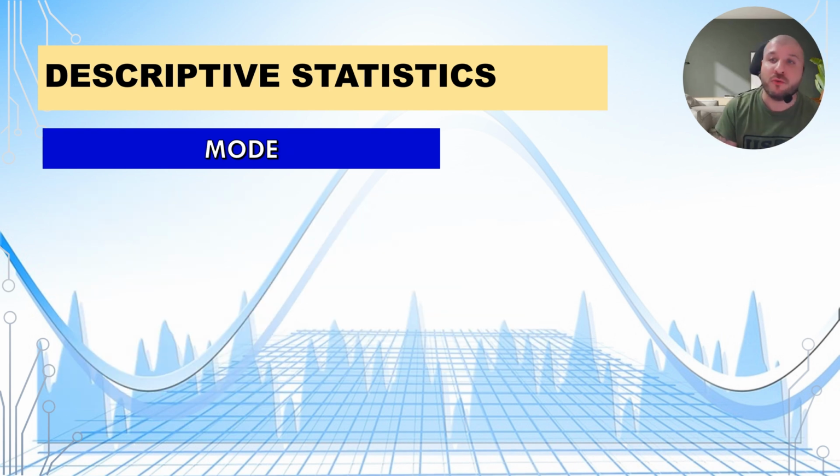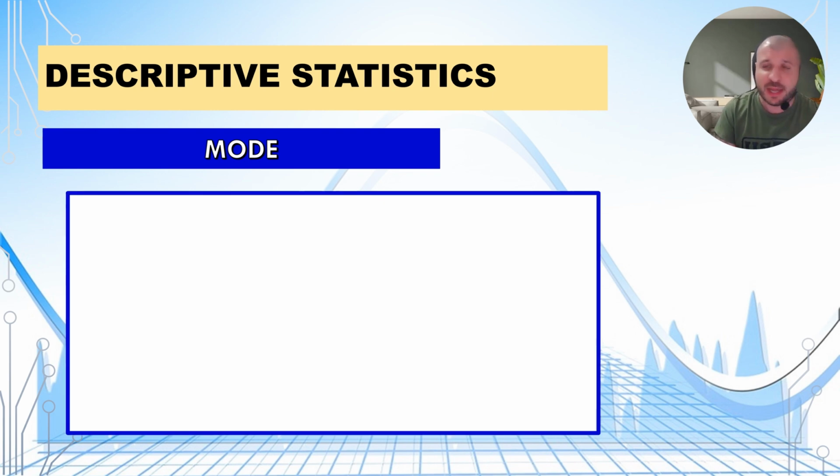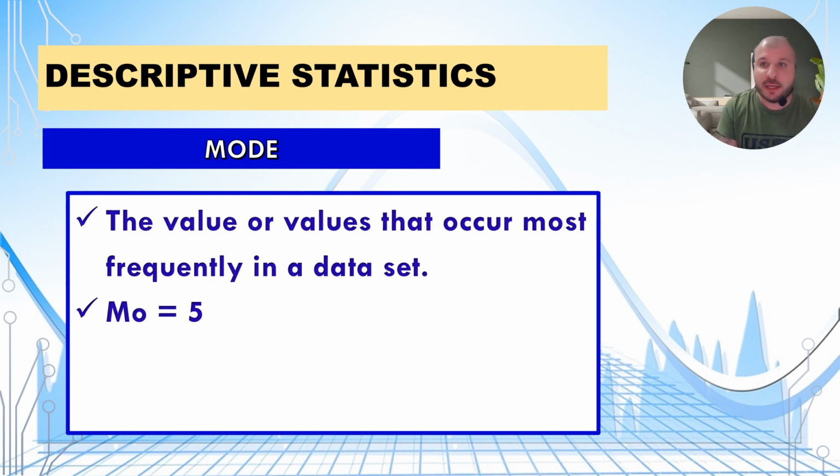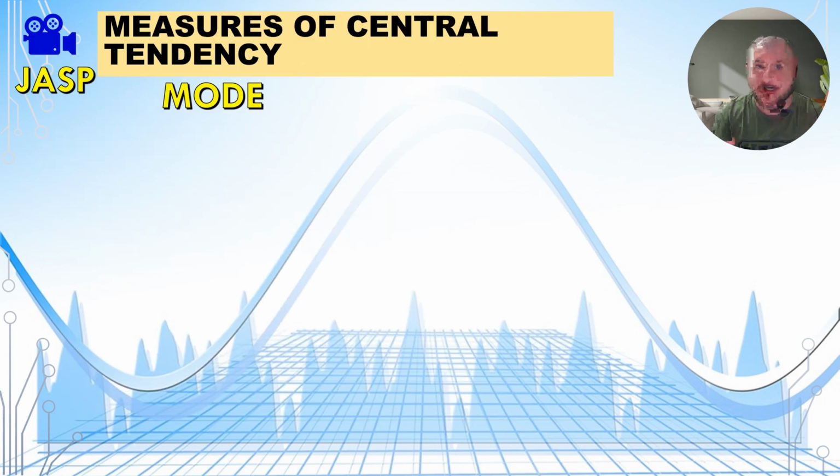We got the mode. The mode is another one that we can use, and it is the value or values that occur most frequently in a data set. It is reported like this, right? Mode equals 5. That's the mode. And we can use it whenever we want to see what's the most common number or category. Let me show you that, right?